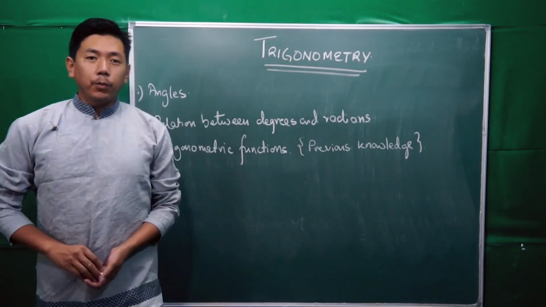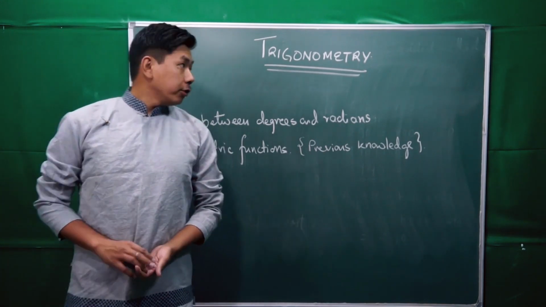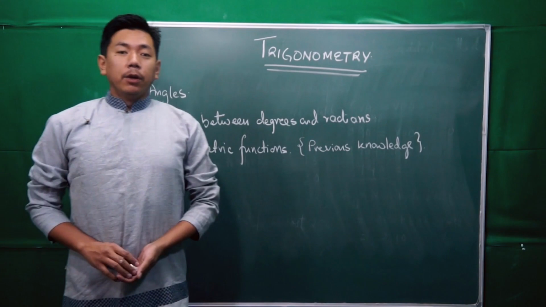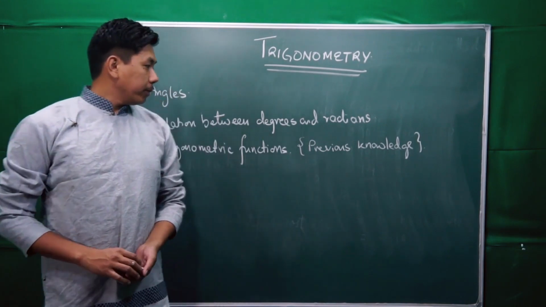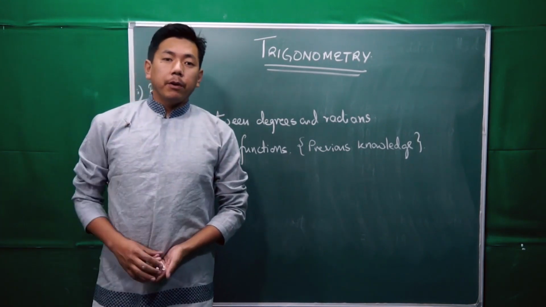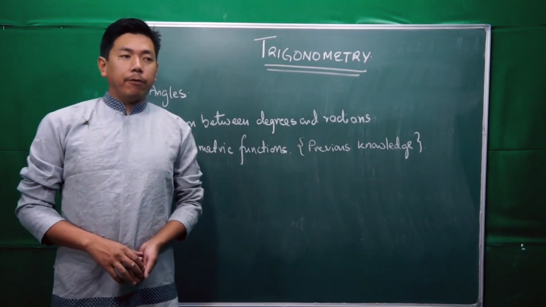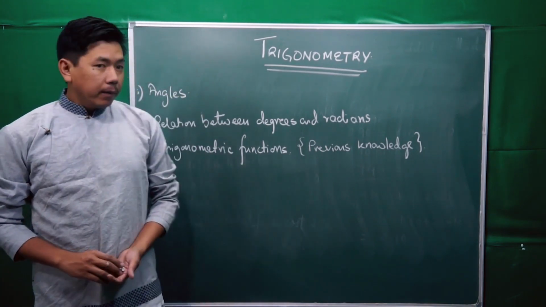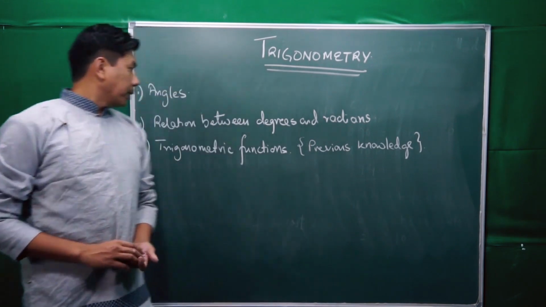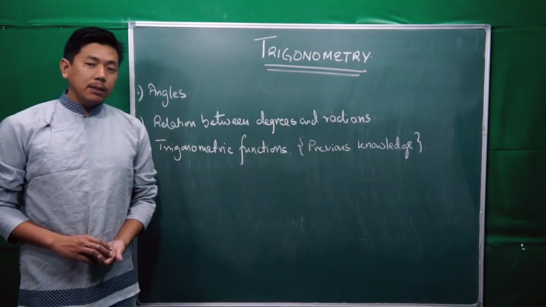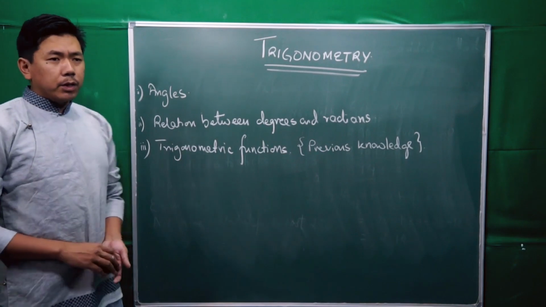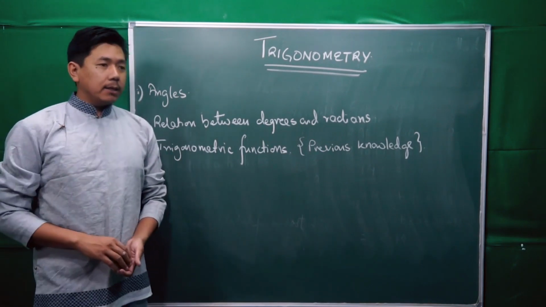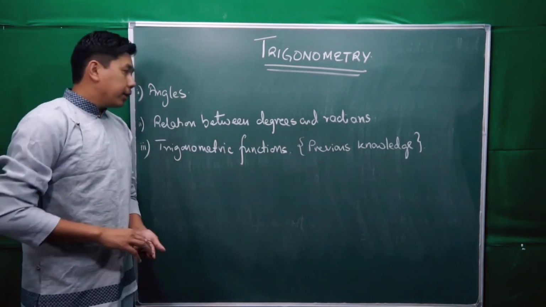Hello everyone. So welcome back, and today we are going to deal with the topic of trigonometry. We are going to talk about the basics of trigonometry, the previous knowledge that we acquired from the class 10th chapter of trigonometry. So today, first we are going to talk about angles. How is it formed and what is trigonometry? What basically is trigonometry and how is it related to angles?